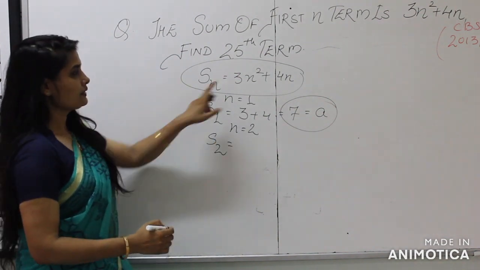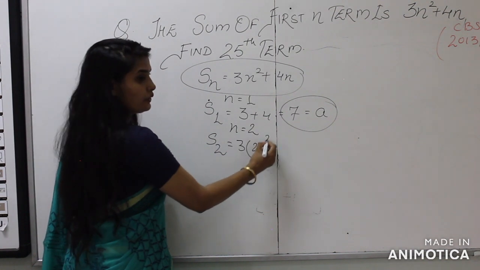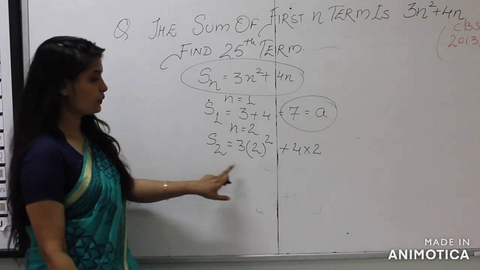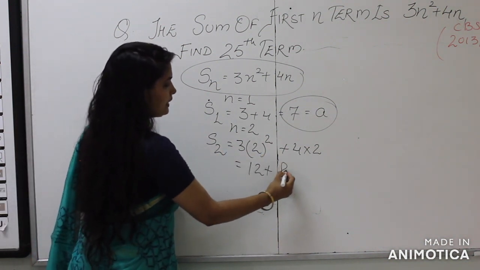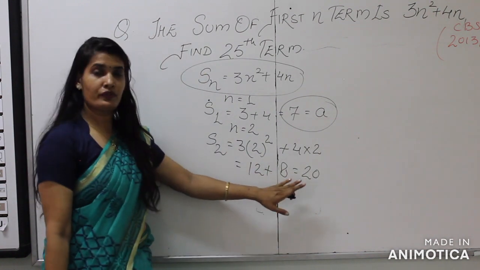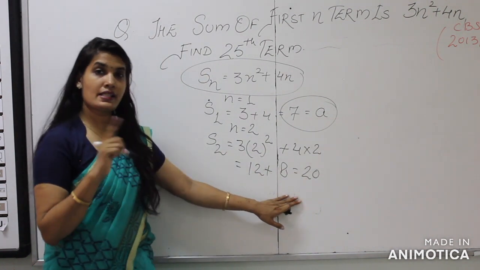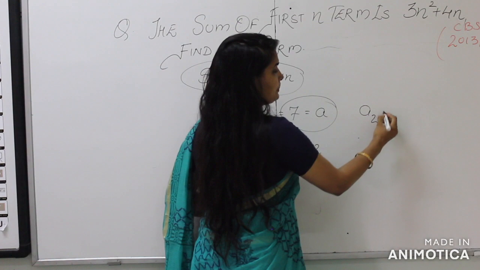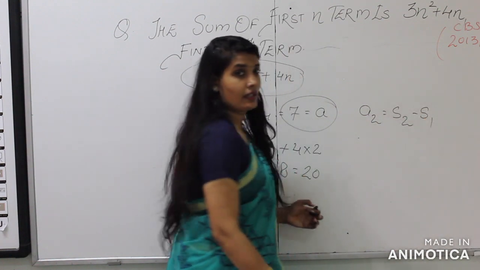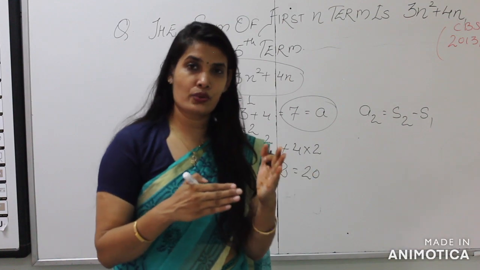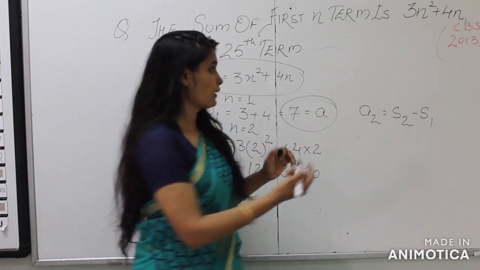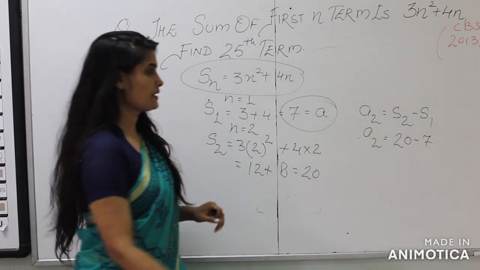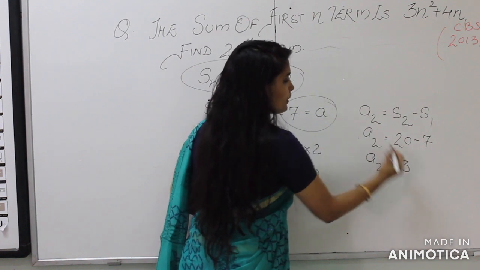n equal to 2 will be S2. So S2 will be 3 square of 2 plus 4 into 2, right? So 2 2s are 4, 4 3s are 12, 12 plus 8 will be 20. This is my sum of two term, means two term का sum है. This is not my second term, this is sum of two term. So how will we find the second term here? Second term will be S2 minus S1. आप दो टर्म के सम में से the first term minus कर दोगे तो that will be your second term. Clear? So my second term will be 20 minus 7, that is 13. So this is my second term.